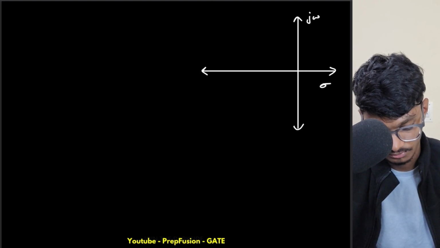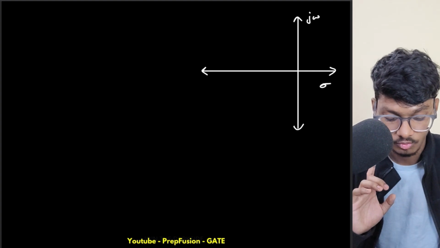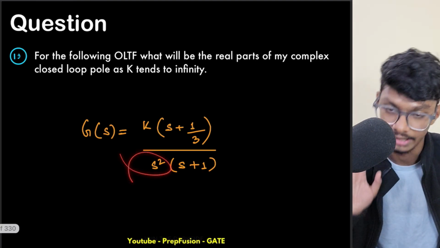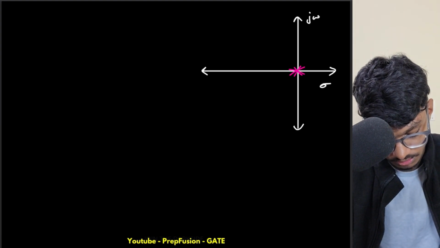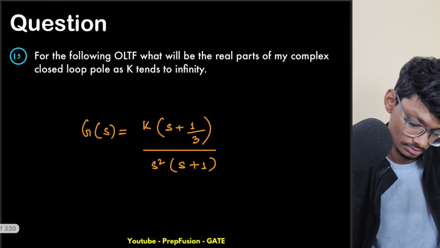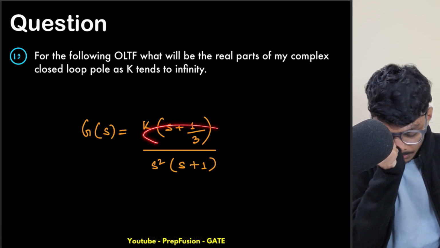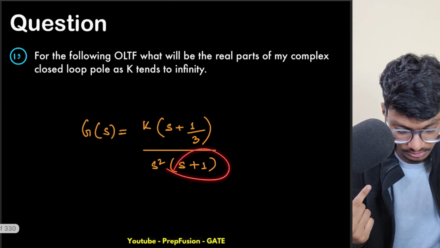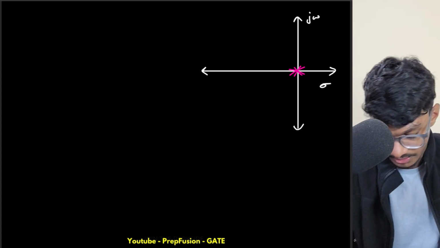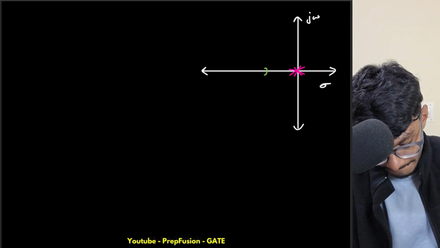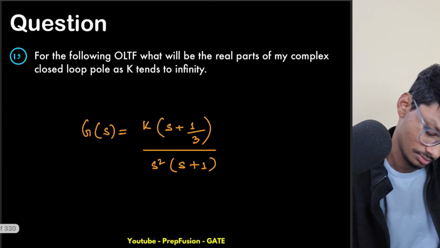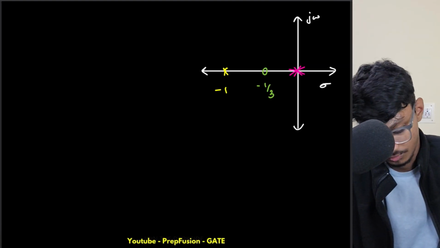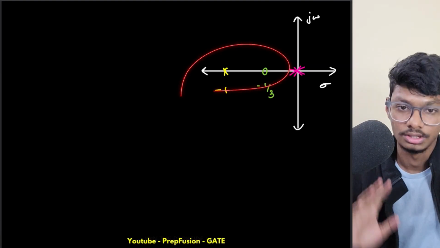This is sigma, this is j omega. Now I have two poles at the origin. And I have one zero on the left hand side and one pole also. One zero at minus 1 by 3, and one pole at minus 1. Okay, these are the things.